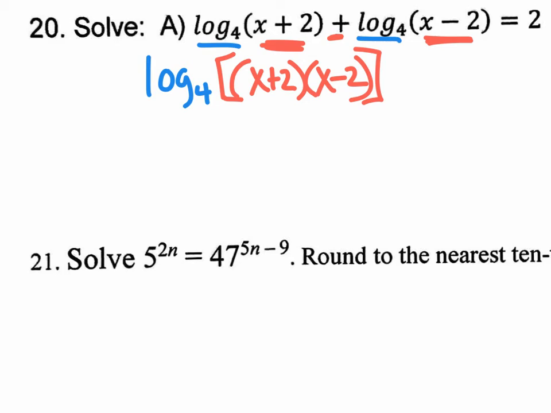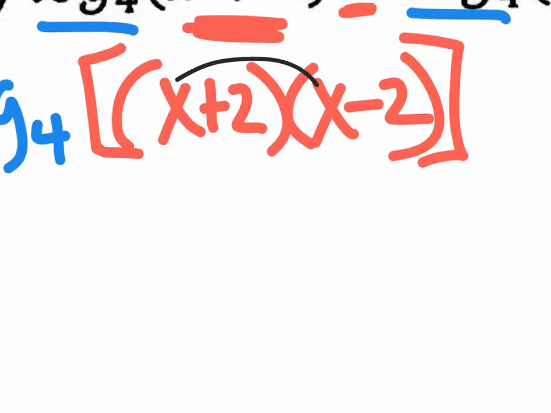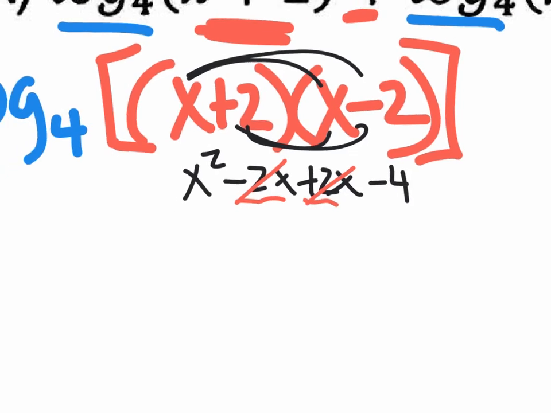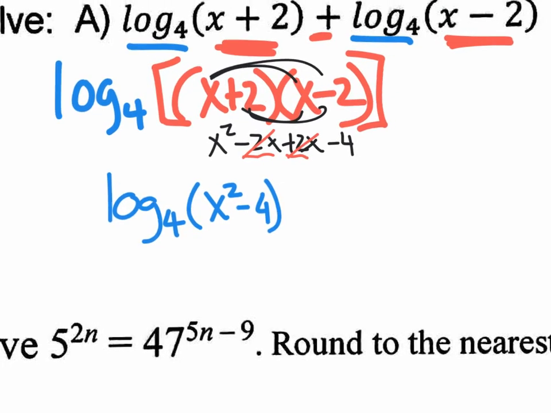You take both log base 4s up here and you put them as one single log base 4 down there, and this x plus 2 and that x minus 2, you put them together with multiplication. So let's distribute. Let me zoom in a bit. Let's distribute x times x squared, x times negative 2, negative 2x, 2 times x, positive 2x, 2 times negative 2, negative 4, and of course the middle terms cancel out because one's positive and one's negative. So what we really have here on the left side is log base 4 of, in parentheses, x squared minus 4. Let's take a look at the other side of this equation.